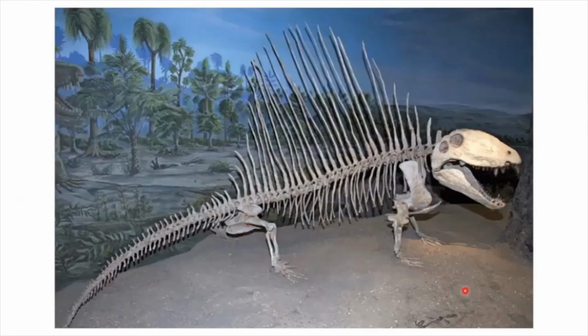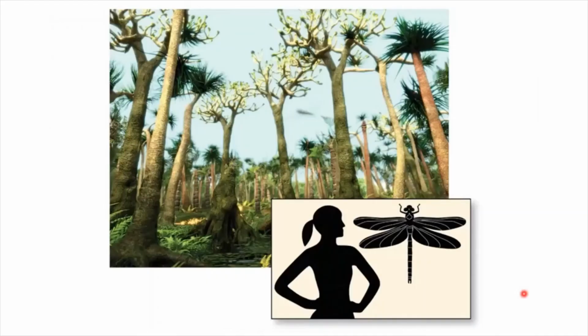Now, this is Dimetrodon. So by the Permian, reptiles such as Dimetrodon had inhabited the land. This is an image of a coal swamp. Now, on the right, this is the size of giant dragonflies from the Paleozoic, and its wingspan is 1 meter.